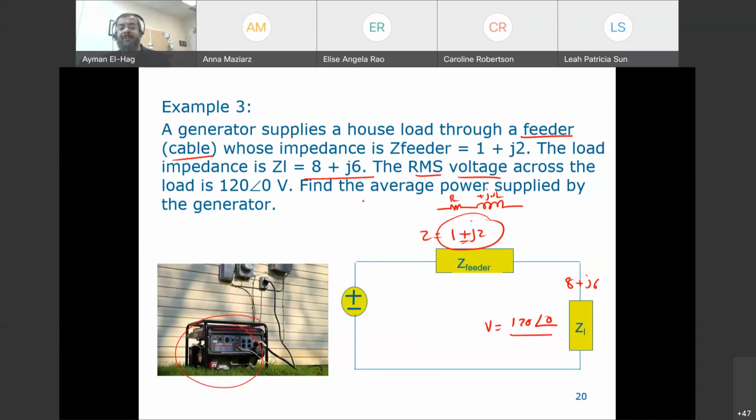Find the average power supplied by the generator. So we need to find how much power is supplied by whom? By this generator.